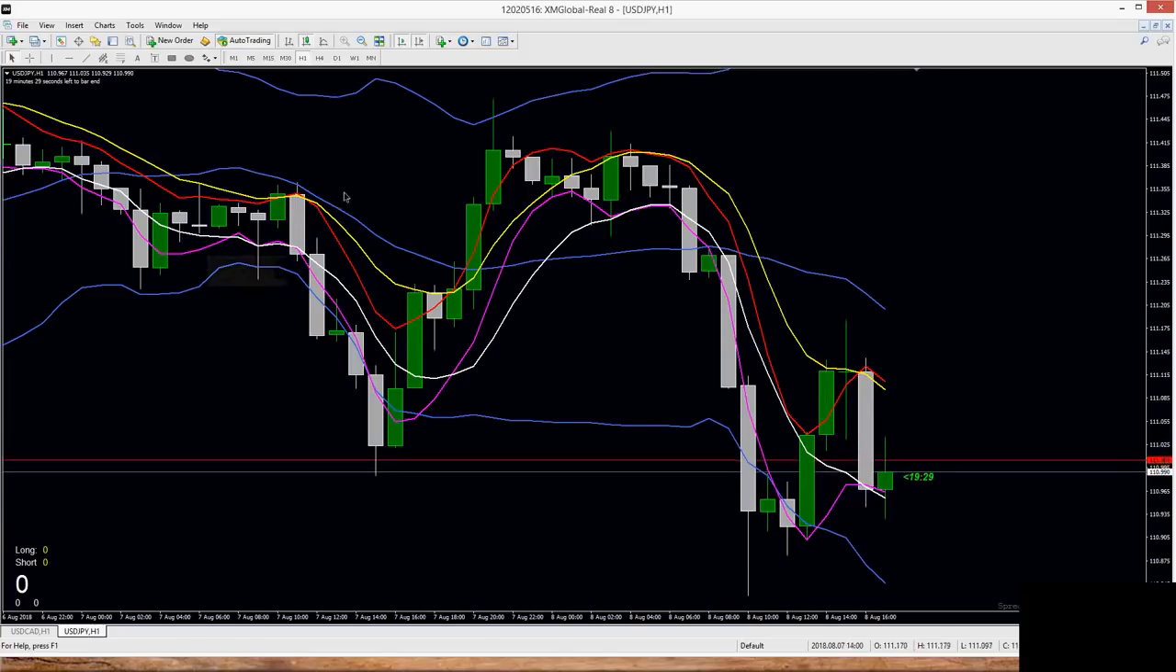Alright, so let me go through again. When you have the candle rejecting MALO, that's a re-entry buy. When you have the candle rejecting MAHI, that's a re-entry sell. When the candle breaks the moving averages, it tells you that there's a direction.